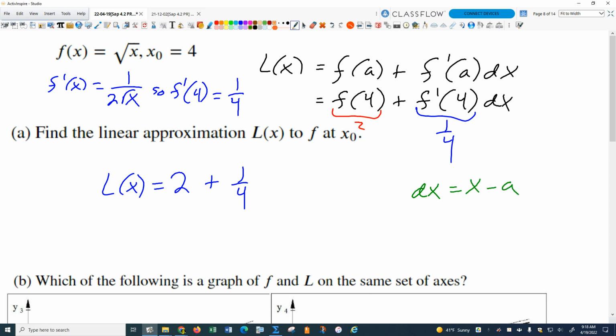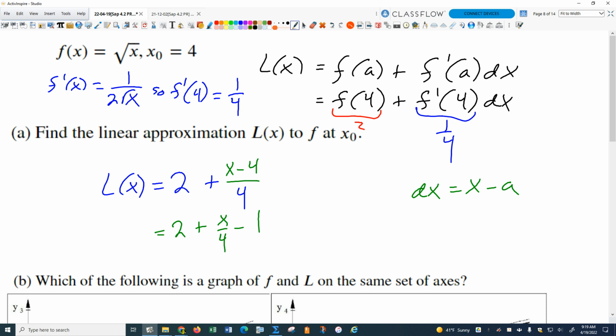Those are interchangeable. So we could write this as 1/4 times dx. Well, the dx is just going to end up being x minus 4, right? Everybody agree? Okay. And if we split that fraction up, that's just giving me 2 plus x over 4 and then minus 1.